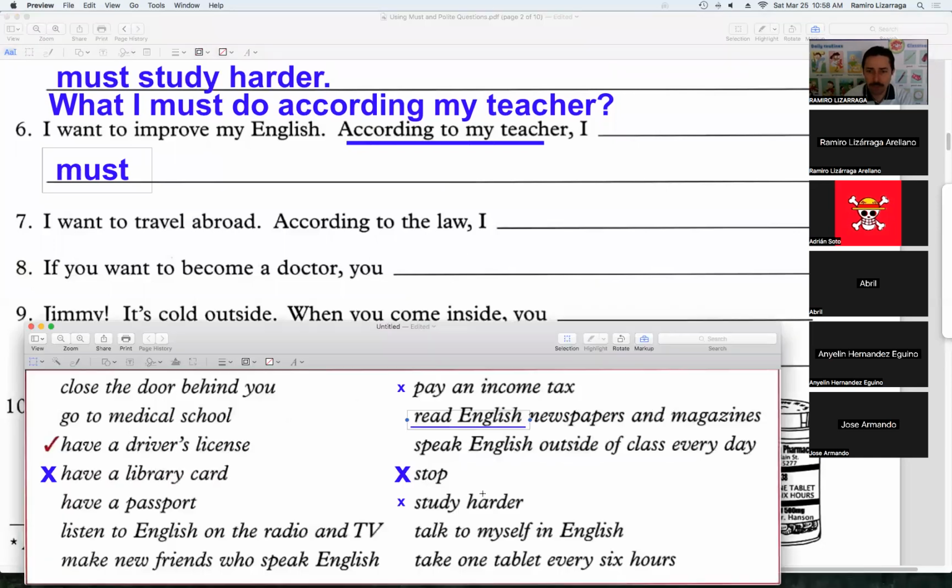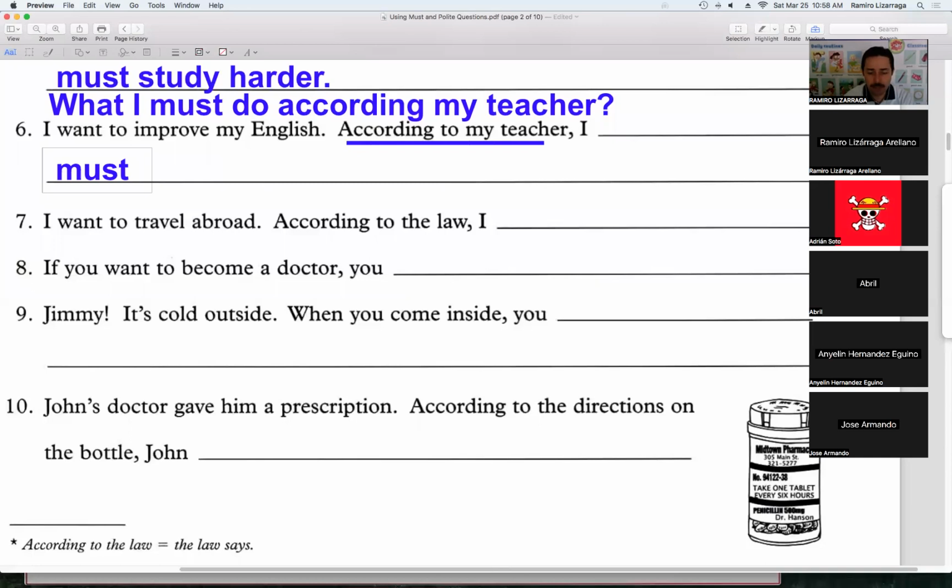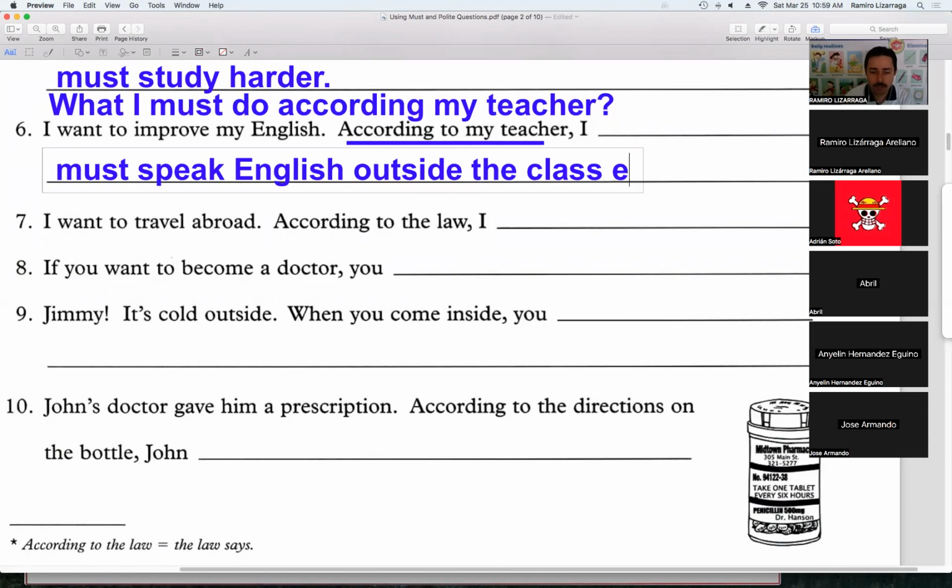¿Por qué? Adrián dijo, must speak English outside the class every day. Bueno, chicos, entonces vean que es importante esto, hablar inglés. Y pues ahorita lo que quiero hacer, que hablen inglés.